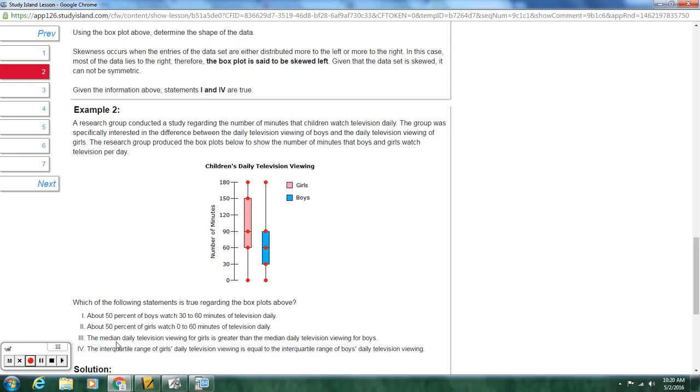The median, remember that's Q2, the line that's in the box. The median daily television viewing for girls is greater than the median daily television viewing for boys. Here's the median for girls. Here's the median for boys. Is it larger? Yes.